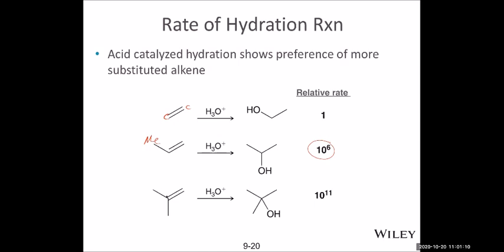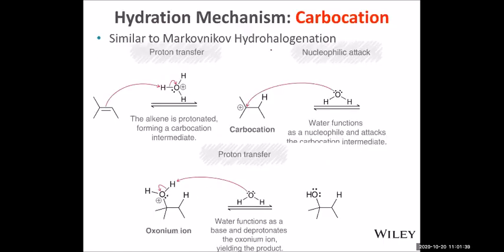And if this carbon is linked with 2 methyl groups, the reaction is another 100,000 times faster than the single alkyl substituted alkene. This can be easily understood because of the stability of the carbocation. A tertiary carbocation is much more stable, and therefore the reaction is much faster. And so anyway, the reaction mechanism is very similar.